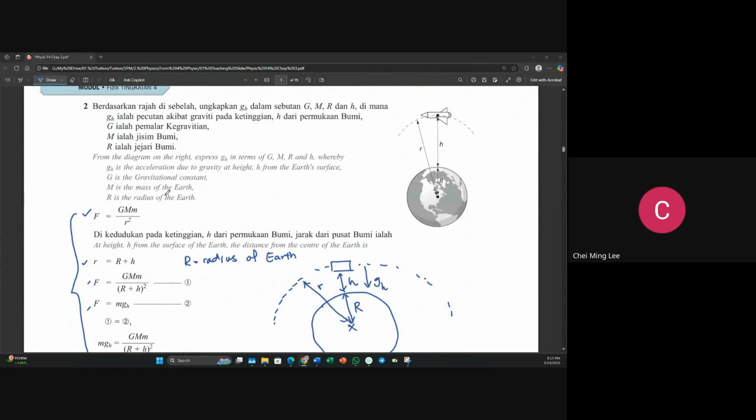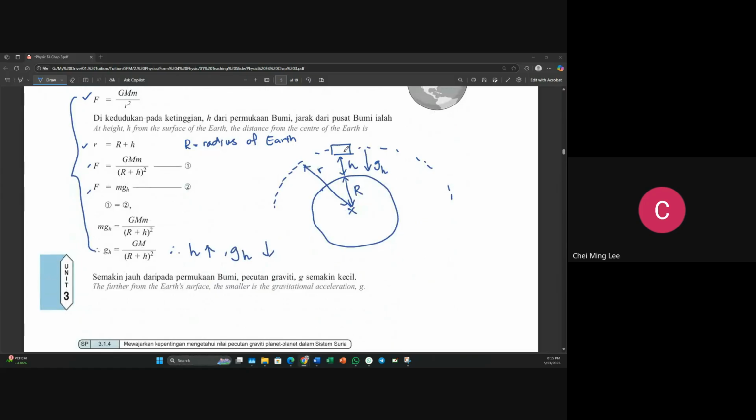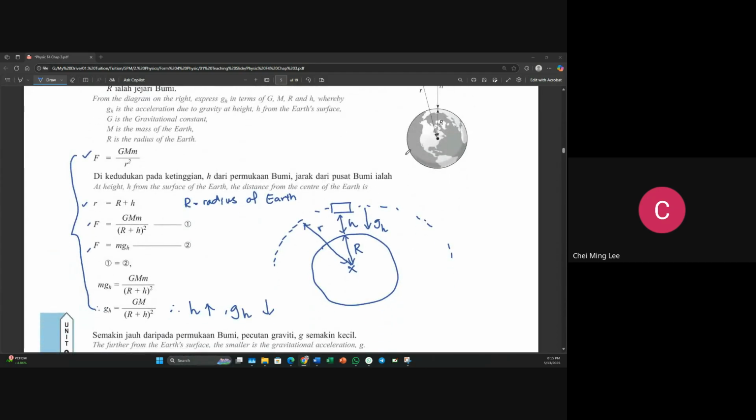So you see, based on the diagram on the right, express g_h in terms of G, M, R and h, where g_h is the acceleration due to gravity at height h from the Earth's surface. G is the gravitational constant, M is the mass of the Earth, and R is the radius of the Earth. I already wrote down the formula like this, so follow this one, don't follow the drawing, it's too neat.